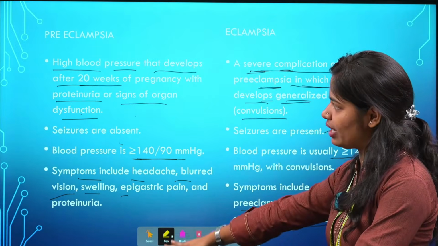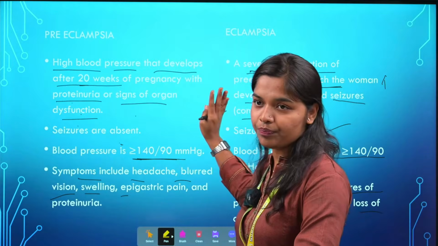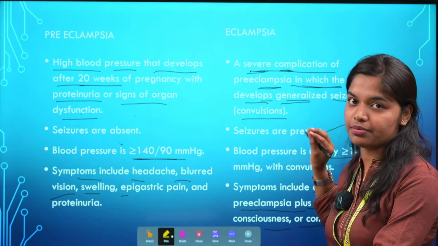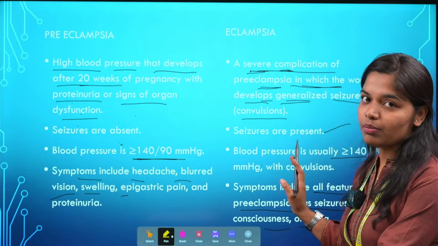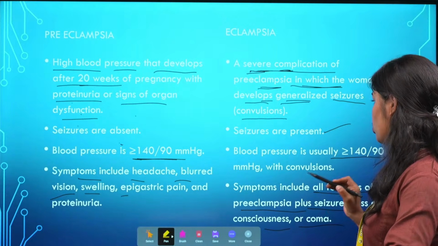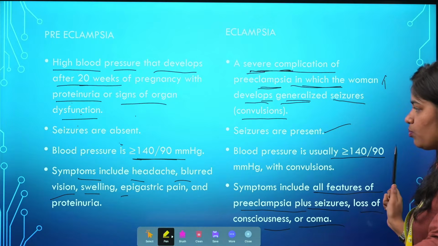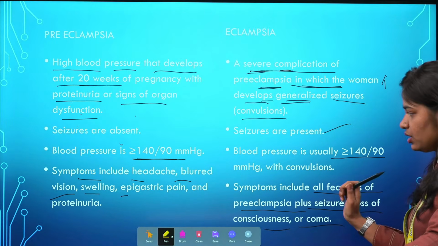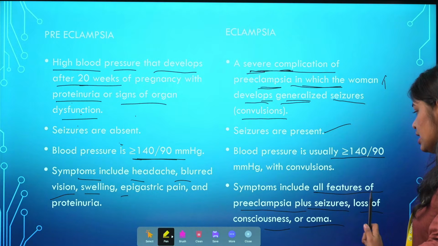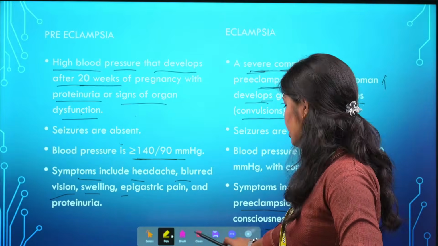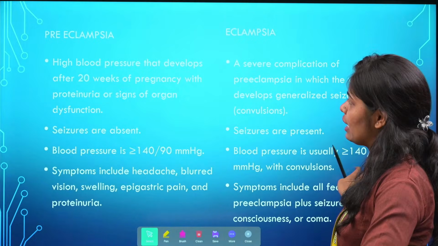This is regarding preeclampsia. Eclampsia means a severe complication of preeclampsia. Here it is going to develop generalized seizure, and the blood pressure will be more than or equal to 140 by 90 mmHg with convulsion, and symptoms like, the main thing here, there will be a seizure and also loss of consciousness, and also it may convert into coma. This is regarding preeclampsia and eclampsia.